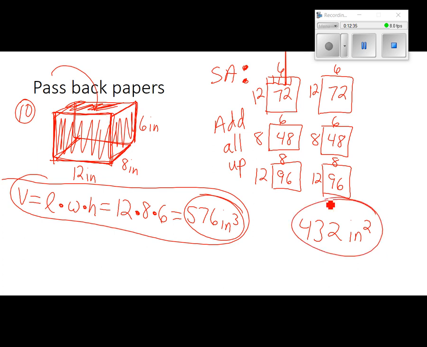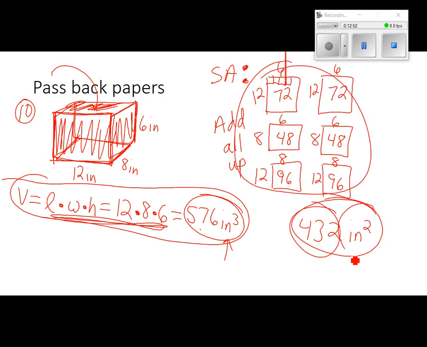A question like this on the test is probably worth like 6 points. You show me this, you get a point. Show me the answer, 576, you get a point. Show me the units, the correct units, you get a point. Show me this work, you get a point. Show me the 432, you get a point. Inches squared, you get a point.